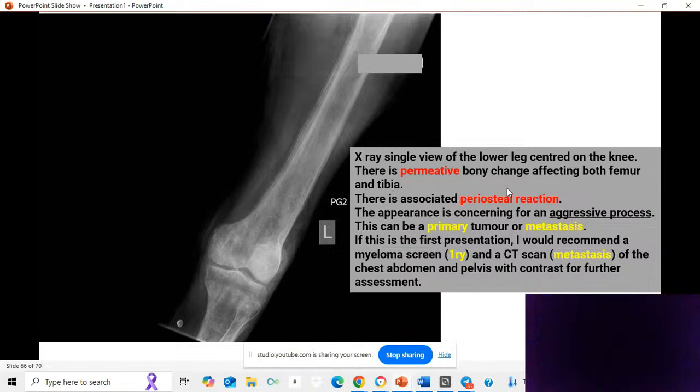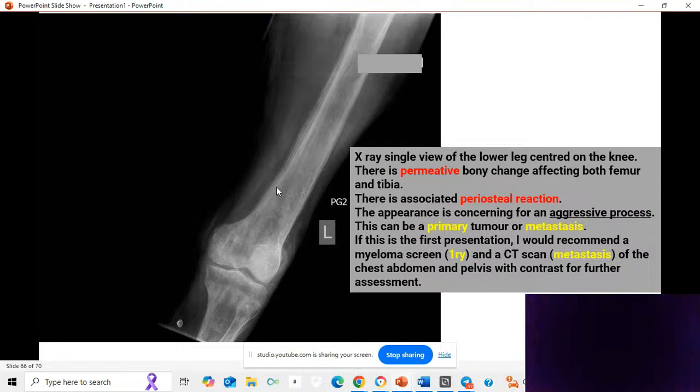And there is associated periosteal reaction. Onion skin appearance. Onion skin pattern periosteal reaction. The appearance is concerning for an aggressive process. Permeative bony change and onion skin pattern periosteal reaction is concerning for an aggressive process.